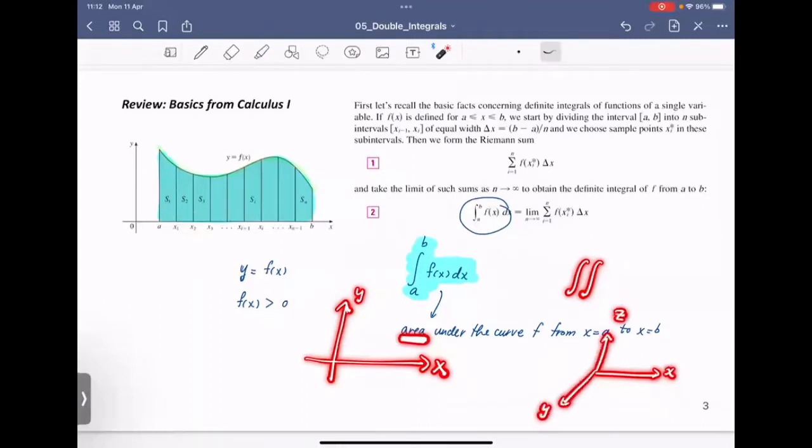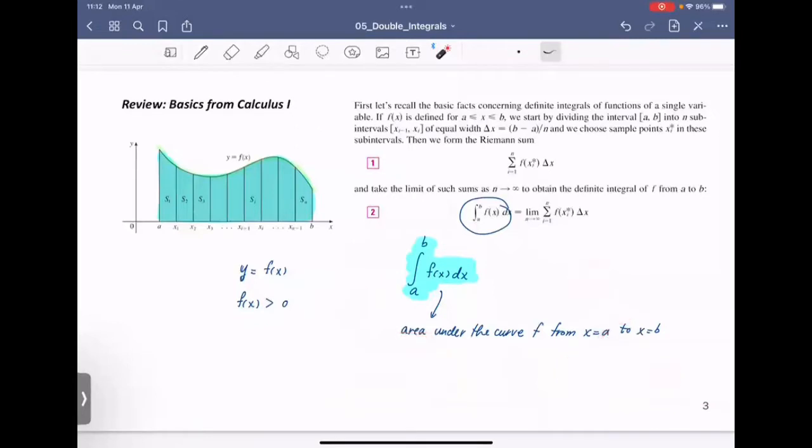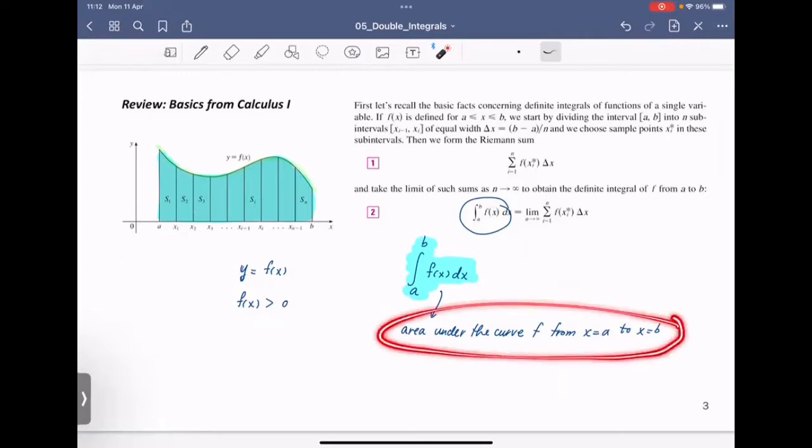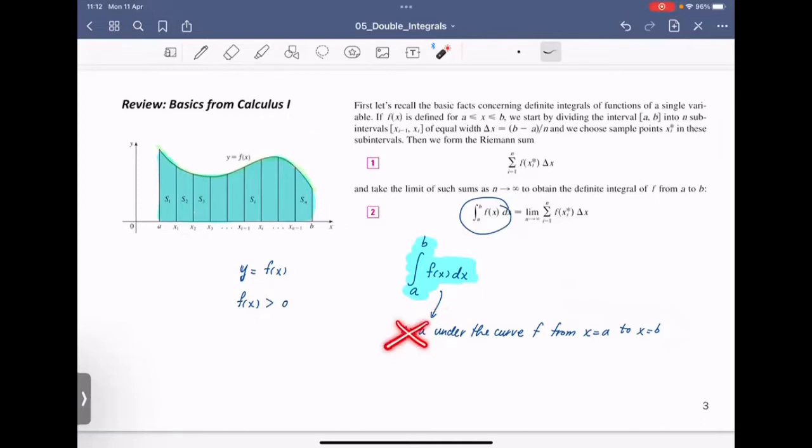So basically you are looking for the volume, because once you have a function of 2 variables, the thing that is under it is going to be a volume, not just an area. You're going to see in a few minutes. But here, this is the idea that in 1 dimension we have an area. In 2 dimensions, we're going to cross this out and call it volume.